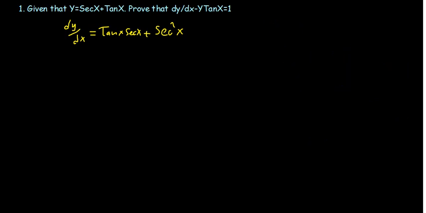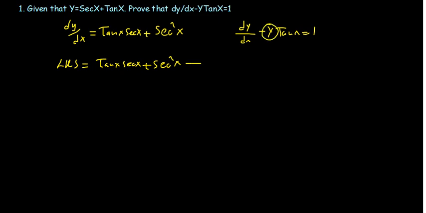now that we know this, we want to prove that dy over dx minus y tan x is equal to 1. So I'm going to use the left hand side of the equation to prove this. On the left hand side we have dy over dx. Where there is dy over dx, I'm going to substitute tan x sec x plus sec squared x, and then minus, where there is y, what is our y? Our y is this one. So where there is y, I'm going to put sec x plus tan x, and this is multiplying with tan x.